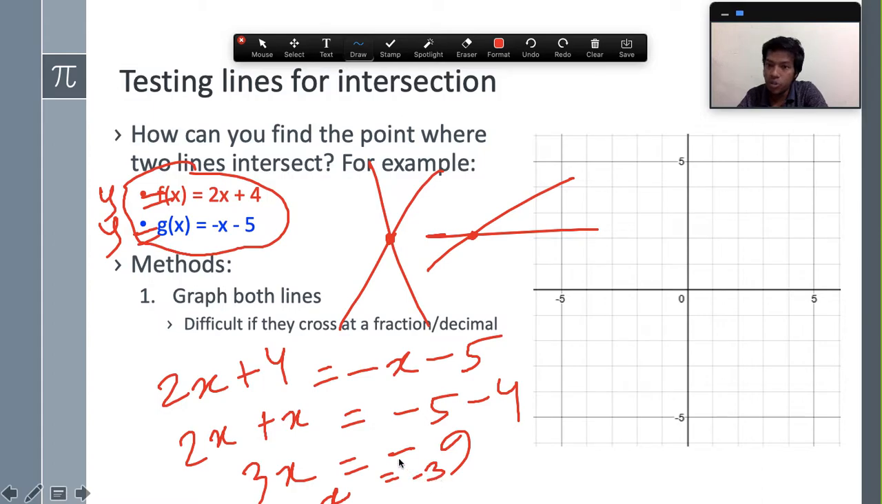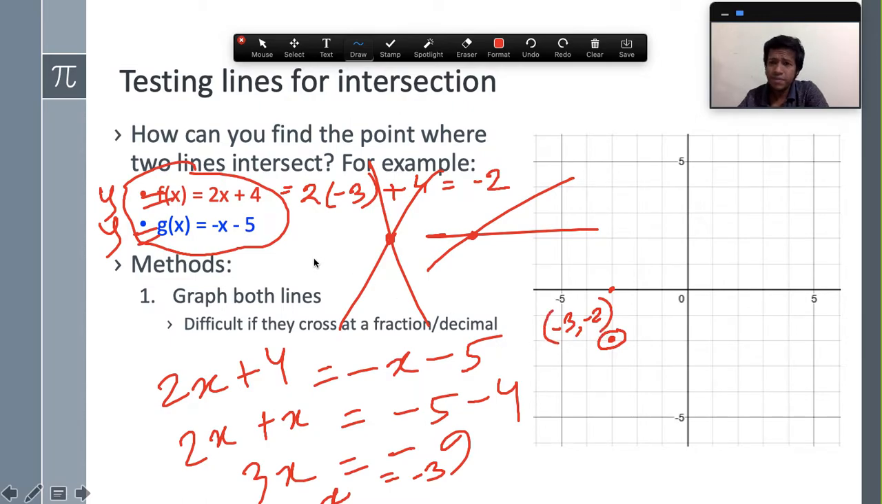So it looks like at x equals minus 3, this 1, 2, 3 here. But this is not yet the point of intersection. We will have to put it here to find out the y value. So 2 into minus 3 plus 4, minus 6 plus 4 means minus 2. So the point of intersection is x equals minus 3, y equals minus 2. So that means this point.